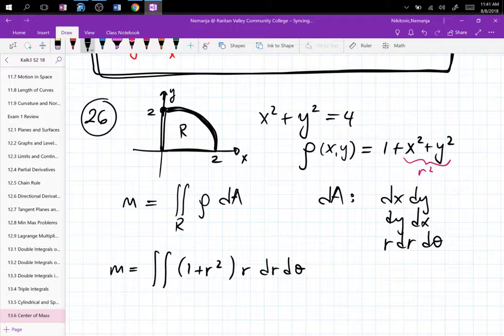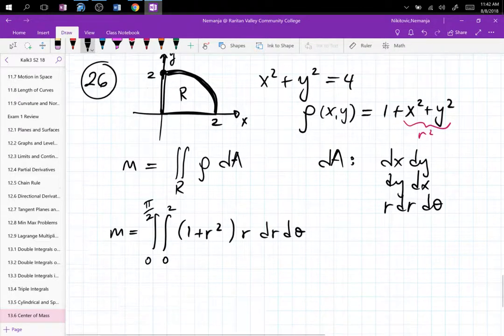And now limits. What are my limits for theta? Zero to pi over 2. Thank you very much. Yes. It's a quarter of a disk, right? It goes from zero angle theta on x-axis to y-axis, which is pi over 2. And how about my radius r? Yeah, 0 to 2. Good.